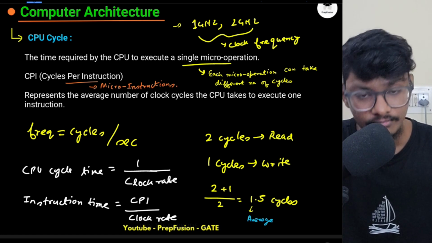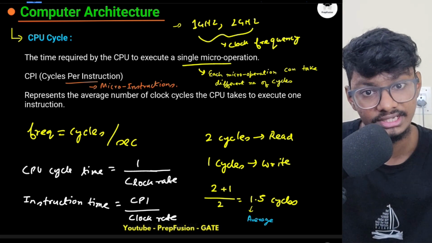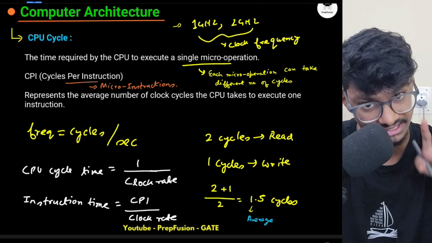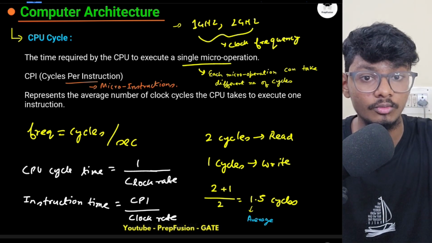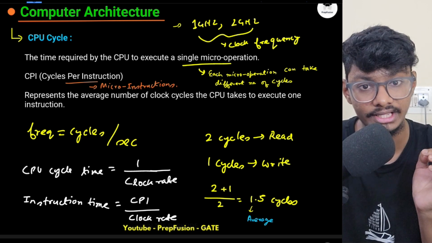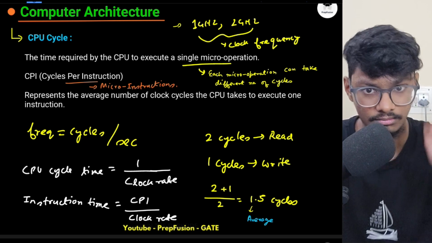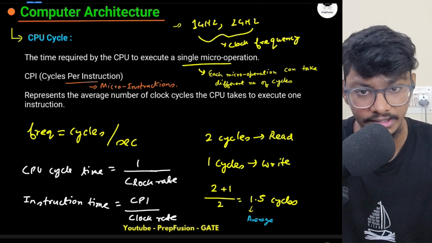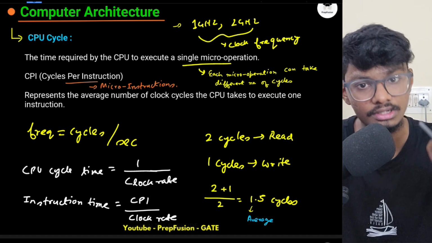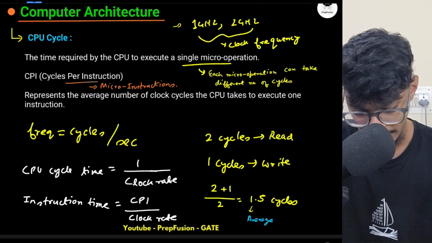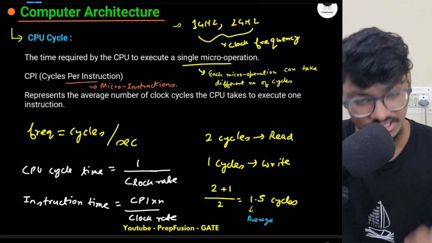Now let's take this as just a single instruction. A single instruction can have many micro operations, so it is a micro instruction. Now if I have a program, what time will it take to execute the whole program? If I have n instructions in that particular program, then it will be n times CPI.